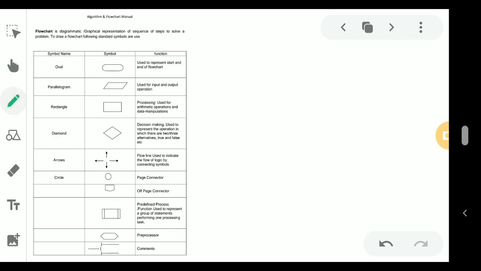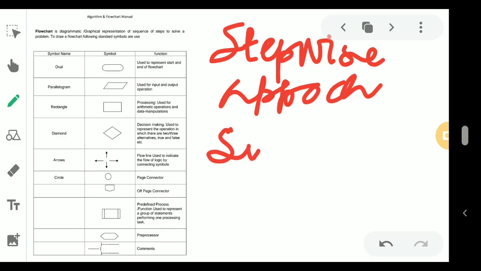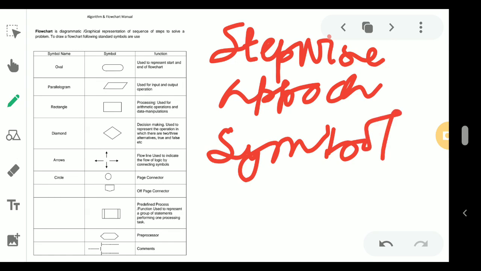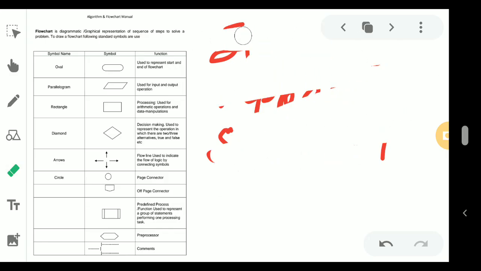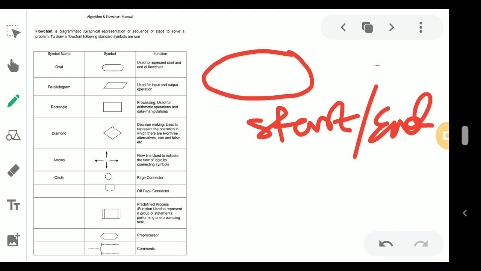A flowchart also follows a stepwise approach, and it follows symbols as well. So right now, what symbols is it following? The first symbol it is following is the oval symbol. This represents the start and end or stop of a process. This oval represents the start and or end of a process.